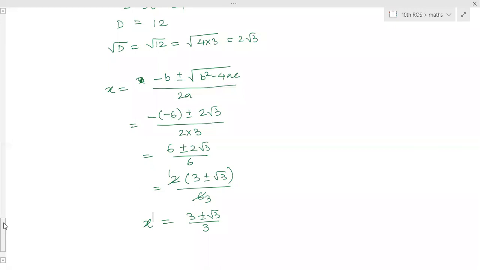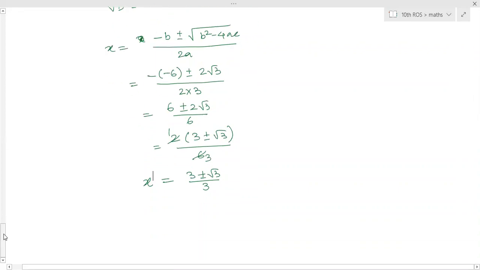Ma'am, done. The next question, 13th one. x minus 1 by x is equal to 3. Here also you have to solve by quadratic formula.